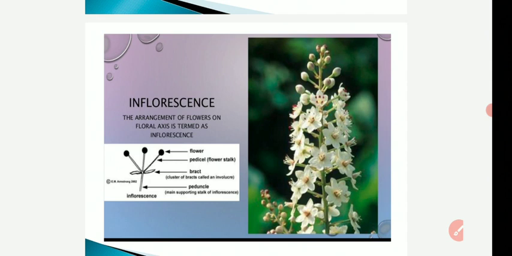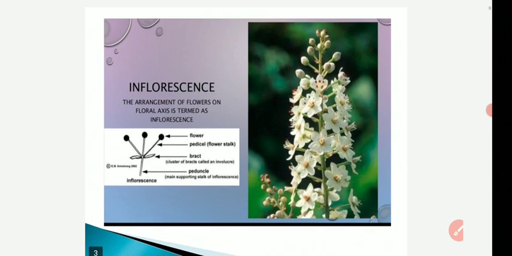There are different views regarding the primitive and advanced nature of inflorescence. According to some, dichasial or biparous cyme is primitive, while others consider that panicle inflorescence is primitive. So, we can define inflorescence as the specialized branch of a plant bearing a group of flowers, or it can be defined as the arrangement of flowers on the floral axis of a plant, and the types of inflorescence are classified on the basis of mode of branching.